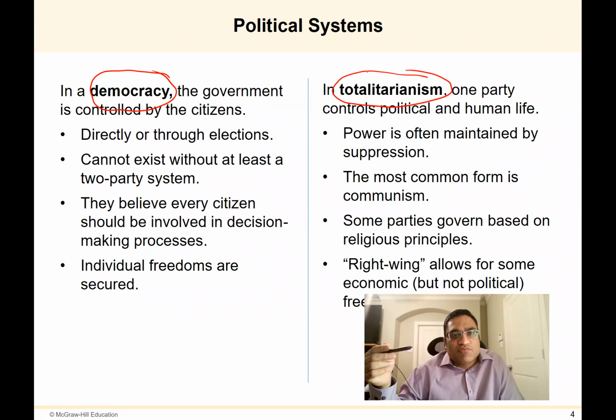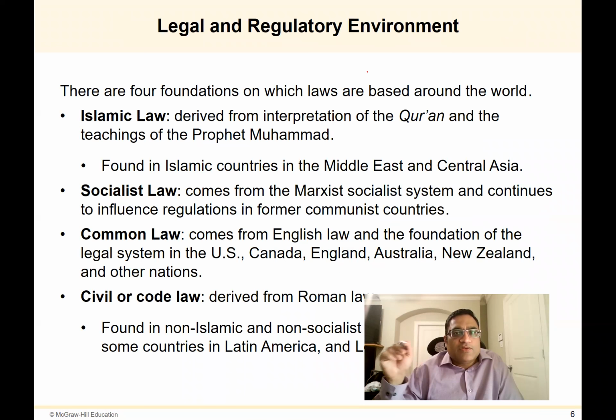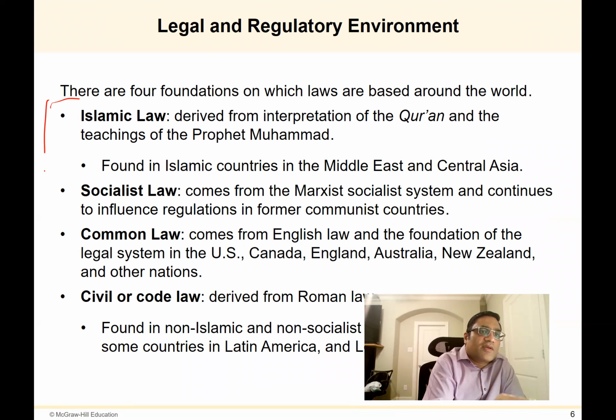But as I mentioned before, it doesn't matter what type of government it is, as businesses are more concerned about stability and predictability. And then you have these Arab uprisings happening. Now the next part is the legal and the regulatory environment. So these are the different environments.